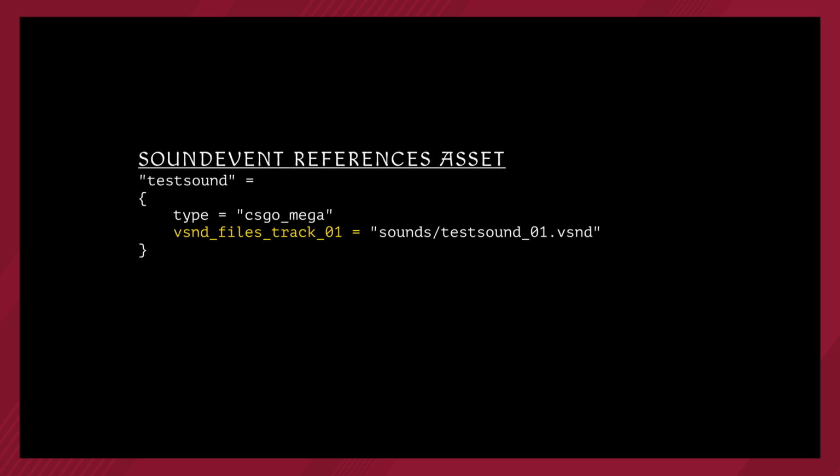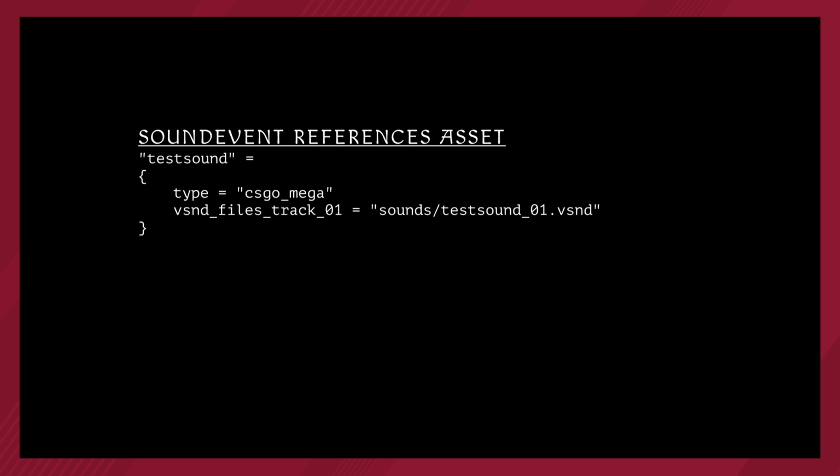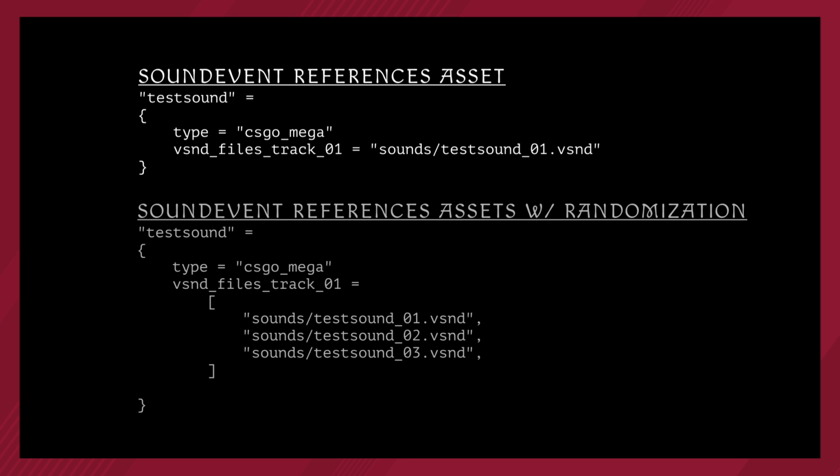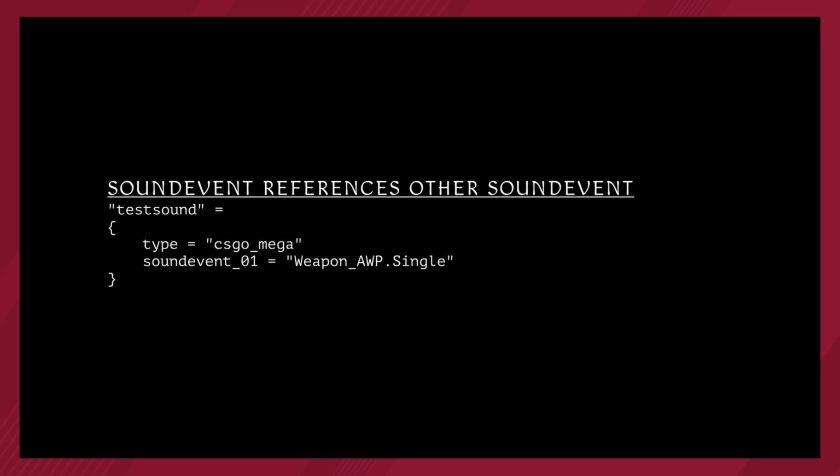If you want to reference your custom audio asset, you'll use vsnd_files_track_01 equals quotation filepath.vsnd quotation. Now make a note here, it's not .wav. We are referencing the compiled WAV files, which are .vsnd. And if you want to randomize between multiple assets, you can include them like this with a comma after each asset. If you want to create a layered sound with multiple assets playing together, you will use sound_event_01.